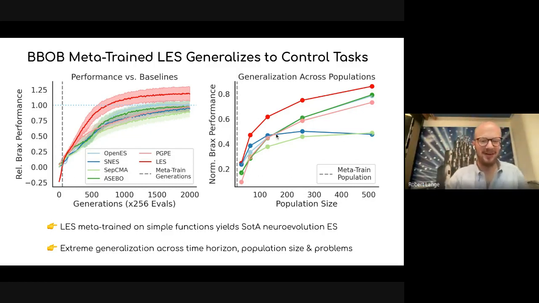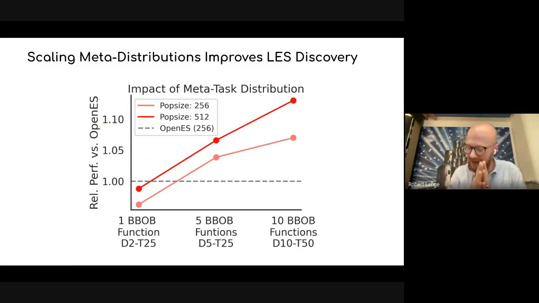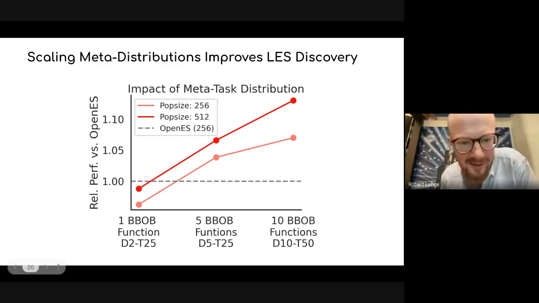Good. So now coming back to this idea of scaling the meta-training. I already said we have these BBOB functions, right? And what I'm plotting here now is the performance on these Brax tasks, again aggregated, for different LES meta-trained on different settings, right? So this is just using a single BBOB function, using 5 BBOB functions, using 10 BBOB functions. And we can see this clear trend that as we meta-train on more tasks and more diverse tasks, we essentially get a system that's ultimately better at generalizing downstream to these robotic control tasks.